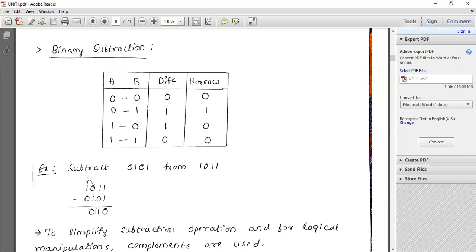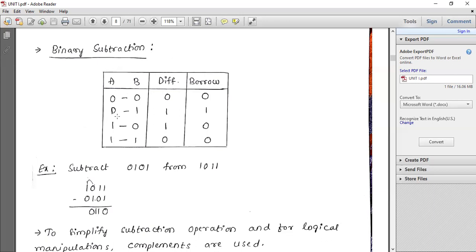Coming over to the special consideration, that is if a larger number gets subtracted from a smaller number. Normally in decimal subtraction, the resultant will be negative. In binary subtraction, instead of using the signed and unsigned concept, directly with the help of the truth table, we can identify what the borrow and difference will be when 1 is subtracted from 0. So 0 minus 1: I can't subtract 1 from 0. That's the reason we take a borrow of 1.